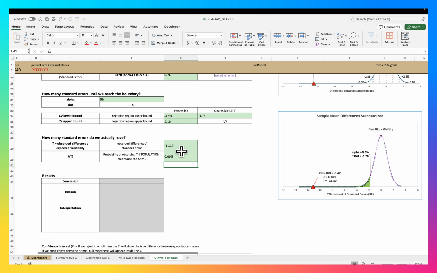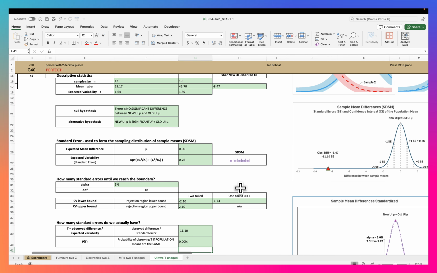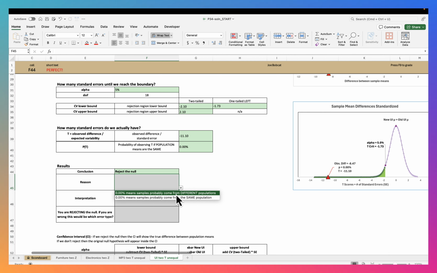I mean, obviously there's a tiny fraction in there if we extended all the decimal places, but it's basically saying there's a 0% chance that you would observe a difference that big if the expected variability was that small. And so the conclusion is that you reject the null. The reason is that there's a 0% chance of observing those sample means.